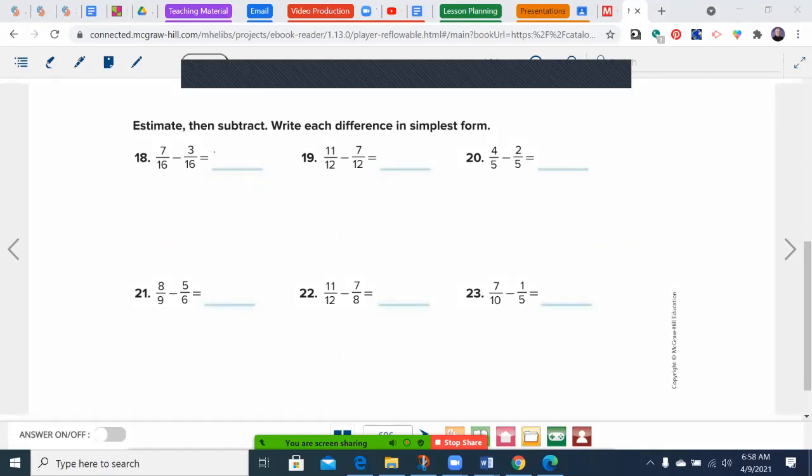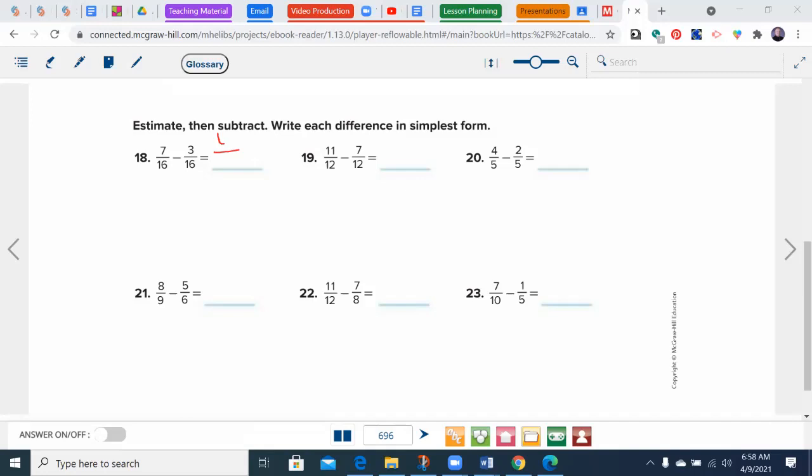So on 18, 7 minus 3 is 4. Keep the 16. I can simplify this. Anytime you have two even numbers, it can be simplified. In this case, 4 goes into 16, so I'm going to divide top and bottom by 4. 4 divided by 4 is 1. 16 divided by 4 is 4. My final answer is 1/4. Once you go ahead and do number 21, you will need to get a common denominator. Go ahead, pause the video. I'll see you on the other side.